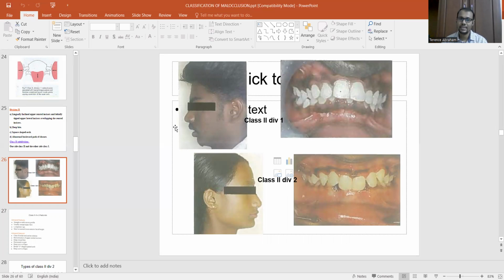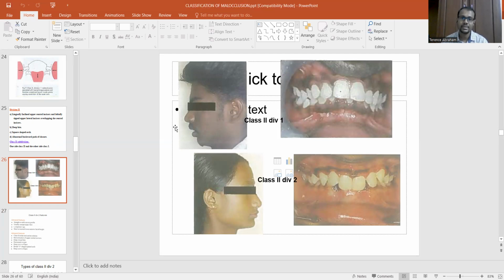Then when you see intraorally, you can see there are proclined upper anteriors, increased overjet, increased deep bite, then class 2 molar relation, and there is a constricted maxillary arch because of the lower position of the tongue. And because of the lower position of the tongue, there is an unrestrained buccinator activity, which results in the constriction of the maxillary arch.